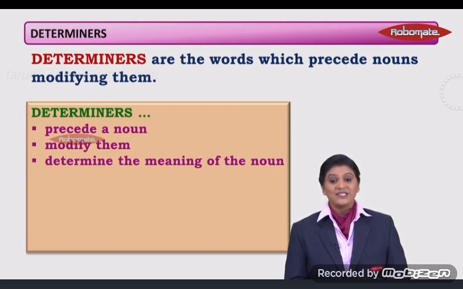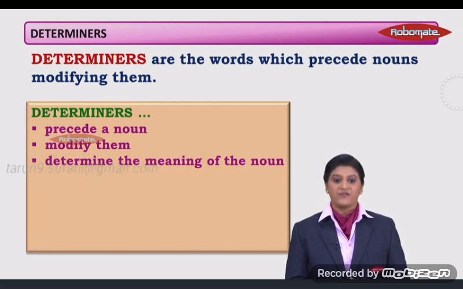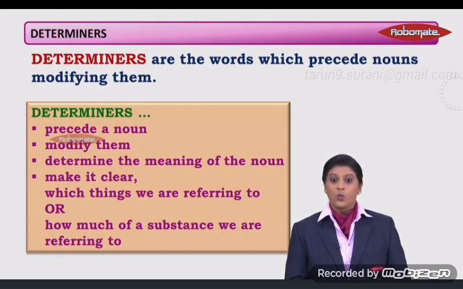Let's have a look. Determiners give the meaning of the noun. This is what we mean by it modifies them. It gives us the meaning. And it makes it clear which thing we are referring to or how much of a substance we are referring to. So basically, a determiner is a word that comes before a noun. It precedes a noun and it modifies it in the sense that it helps us know the meaning a little better.